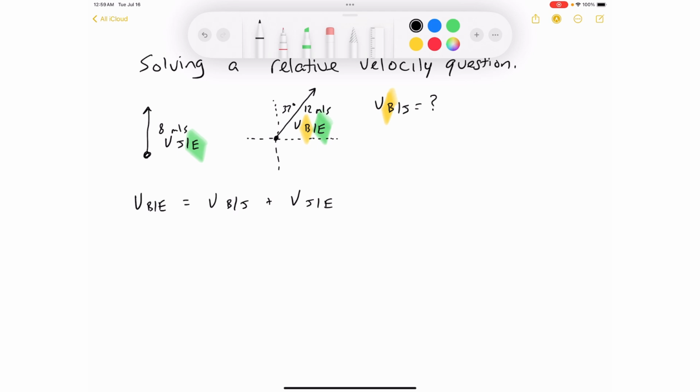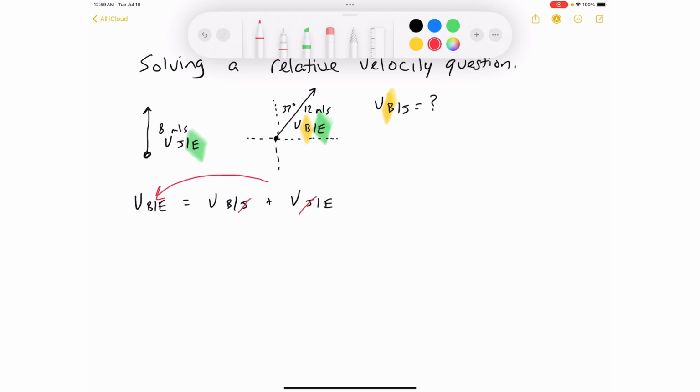Now, how you could think about this is that this J and this J cancel out, and then you end up with V B over E, which is actually what you have over here. So you can think of it like that. Like how does this actually work? So V B slash J, the velocity of the ball relative to Juan, plus the velocity of Juan relative to Earth. You could think of it as the J's canceling out, and then it just leaves the B on top in the numerator, and the E on the bottom in the denominator, and that's just how it works.